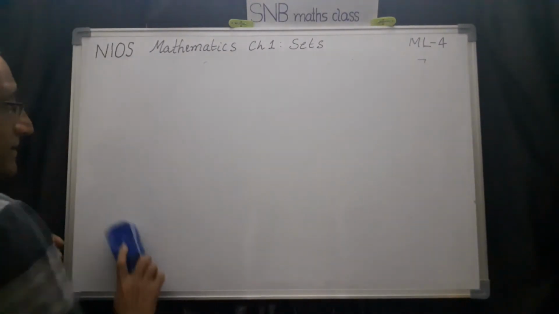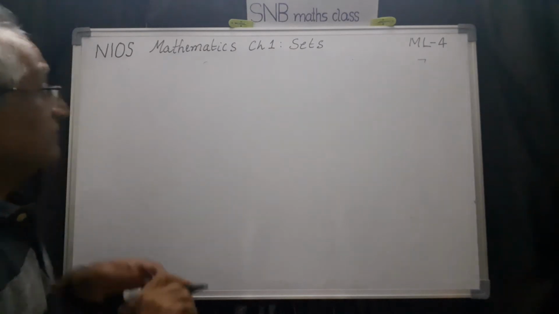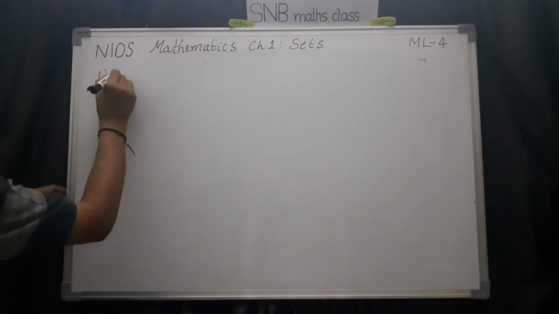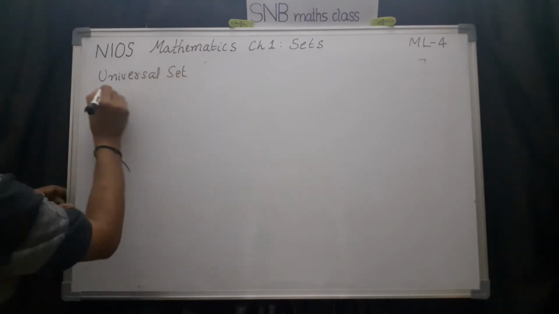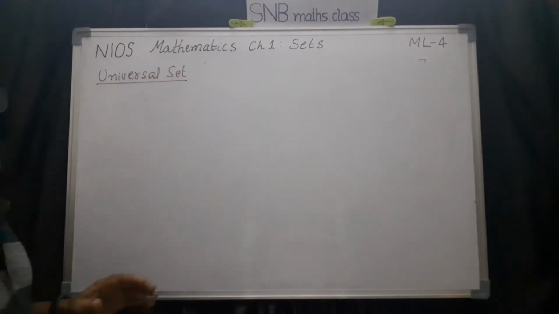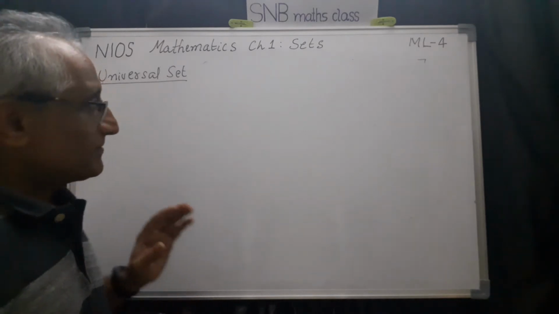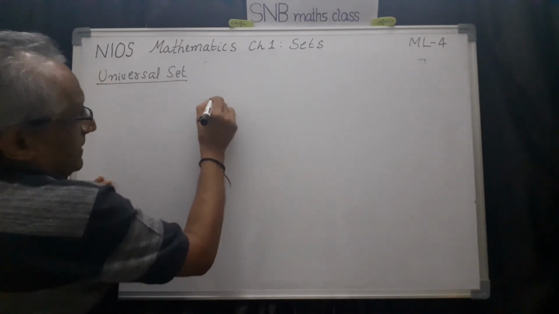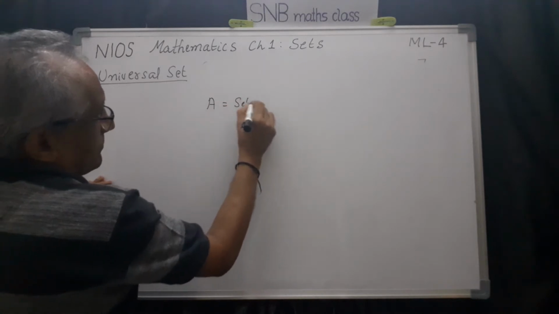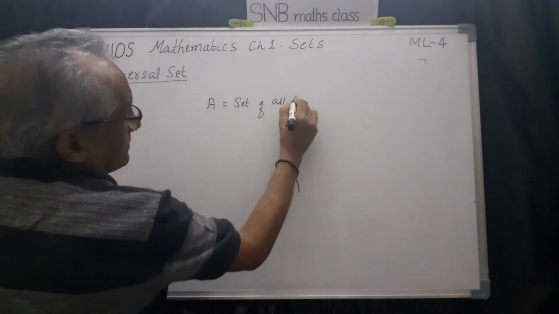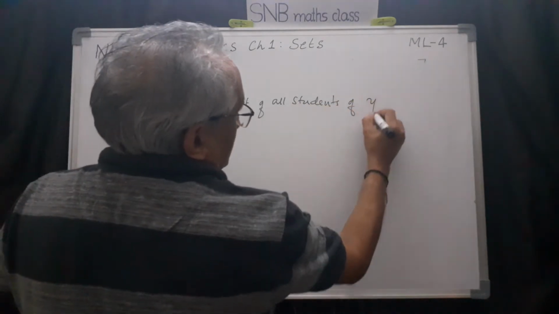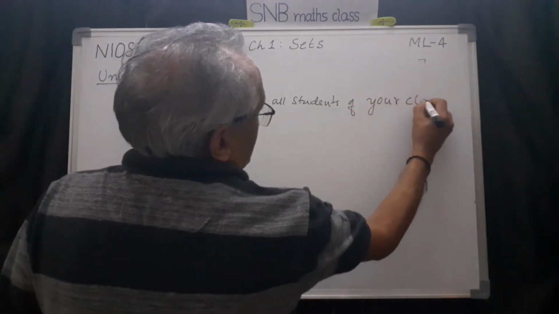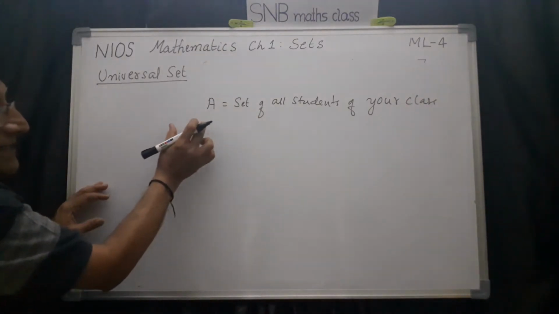Now today let us study some more concepts related to sets. One is the universal set. So what is the universal set? Now let me explain with the help of an example. Say, let me take A as the set of all students of your class. So this set I am taking as the universal set.